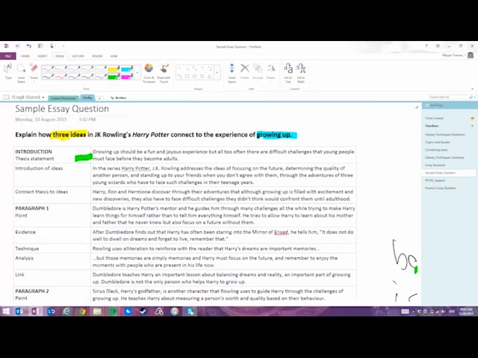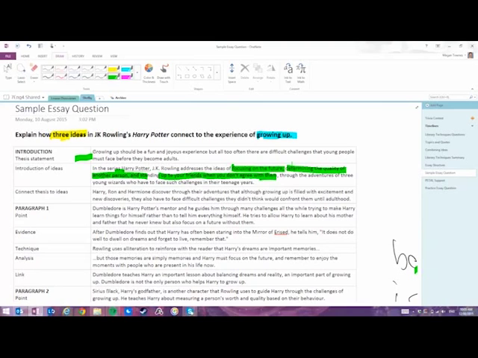before you start to move forward with your essay. So at this point, I'll just talk through a little bit more of the introduction. I would then look to introduce those ideas, those topics that we've looked at throughout studying a novel. So in this case, in the series Harry Potter, J.K. Rowling addresses the ideas of focusing on the future, determining the quality of another person, and standing up to your friends when you don't agree with them. And she does this through the adventures of 3 young wizards who have to face such challenges in their teenage years. So this shows that you have an understanding of the ideas, but also of the way those ideas connect to the story.